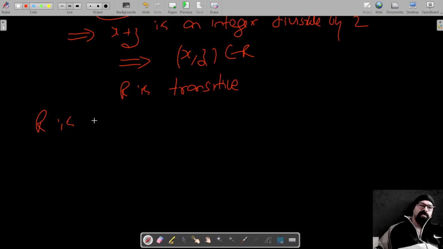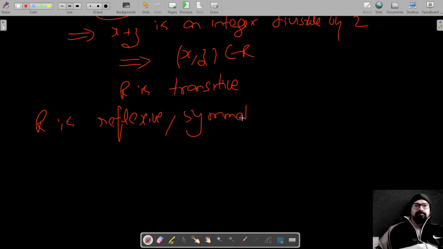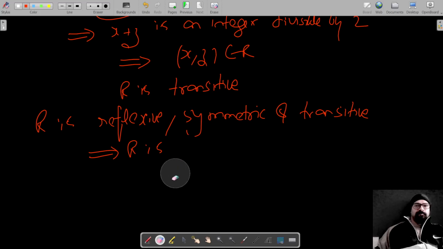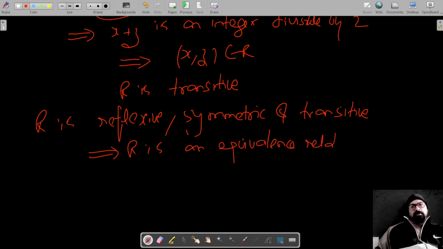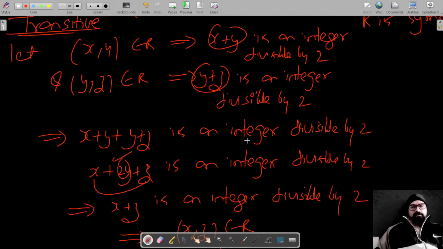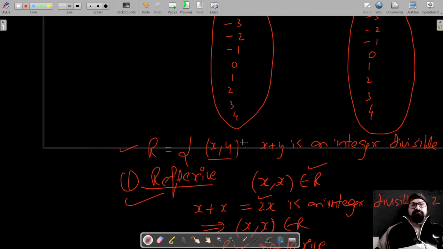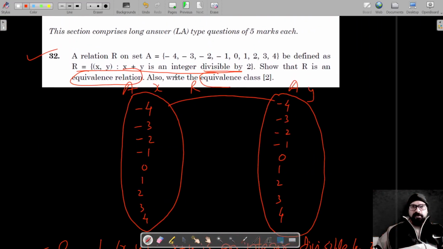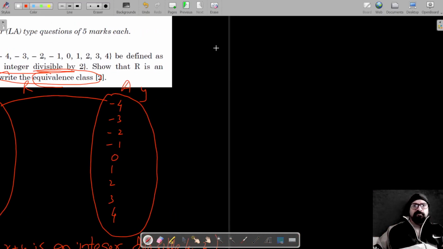Now we have shown that R is reflexive, symmetric, and transitive. So this implies that R is an equivalence relation. Next is to find the equivalence class for the set.